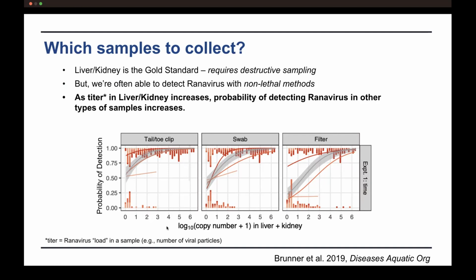And what you see here is that if you have high levels of titer inside the individuals in their liver and kidney, so you know they're infected and they're highly infected, you're most likely going to be able to detect that through any of these methods. Although you can see the filters, there were some that were negative here. Although you can get some false negatives if you're using these other non-lethal methods. It's just kind of like, what are you willing to tolerate in order to use non-lethal methods?